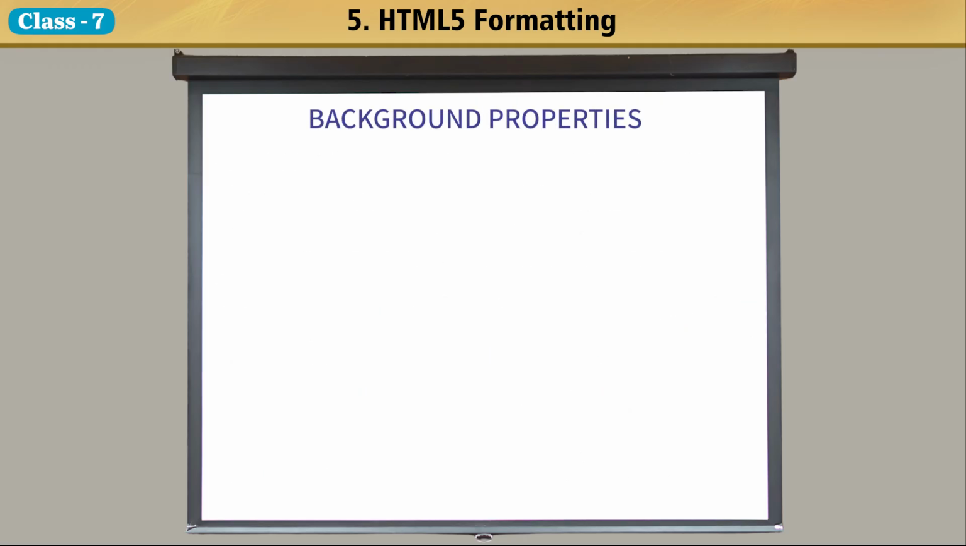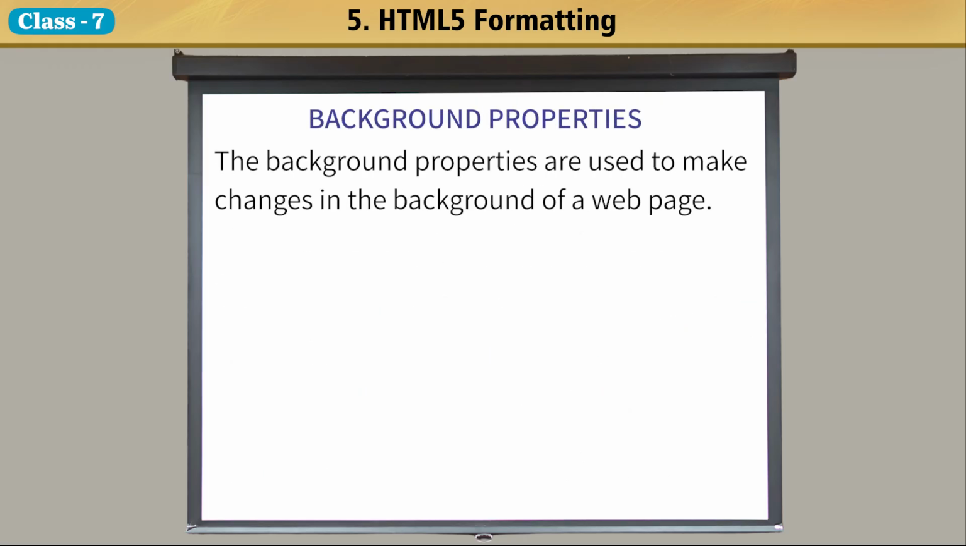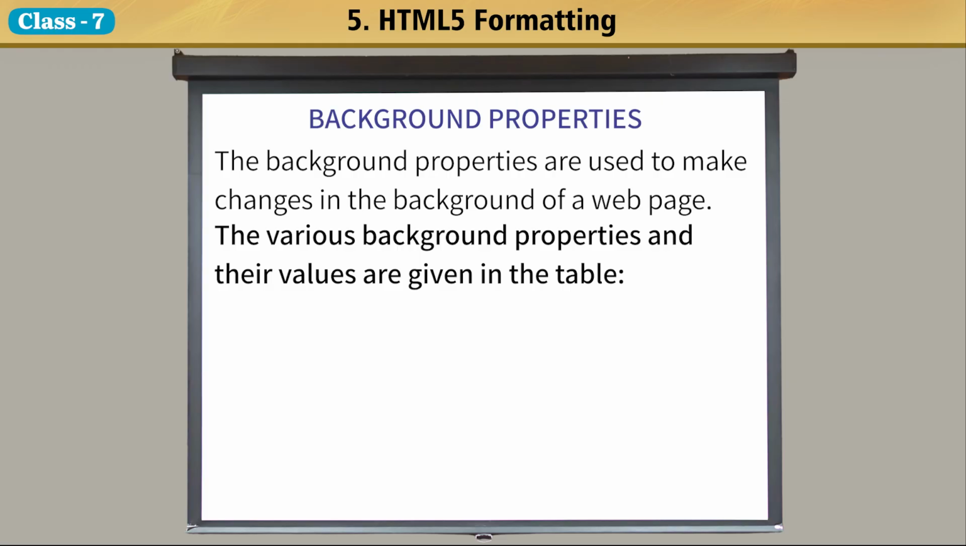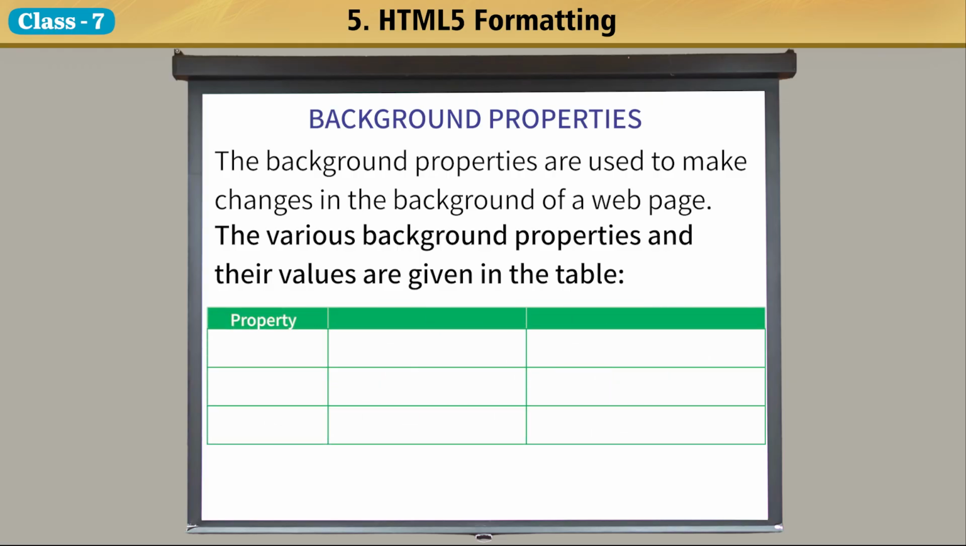Background properties. The background properties are used to make changes in the background of a web page. The various background properties and their values are given in the table. Property, value, description. Background color: name of the color. Specifies the background color to be used on the web page.